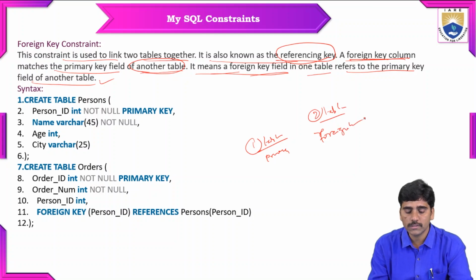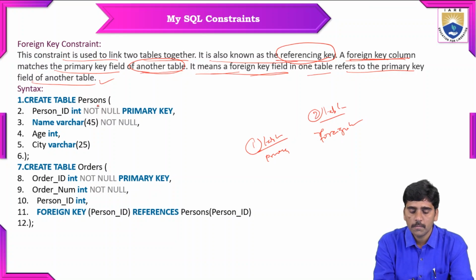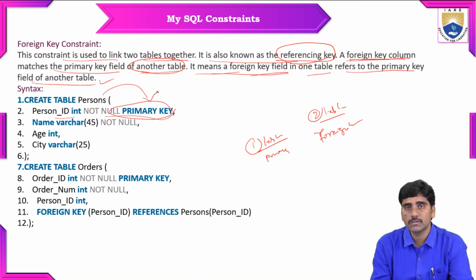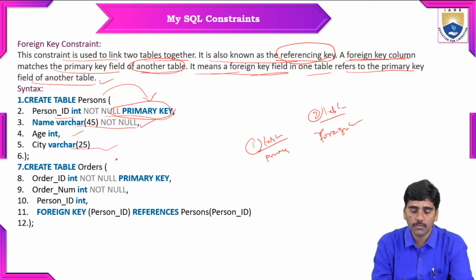So now see the syntax. Create table persons, person ID integer not null primary key. So this is the persons table's primary key. Name varchar not null, age int, city varchar.